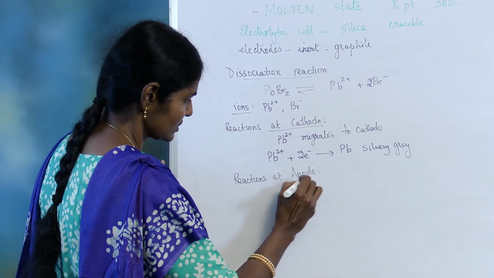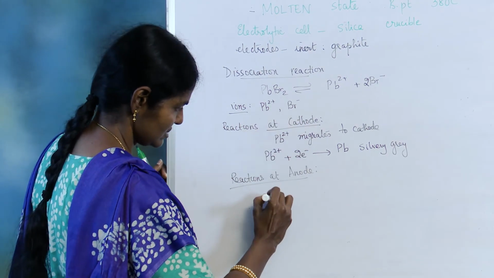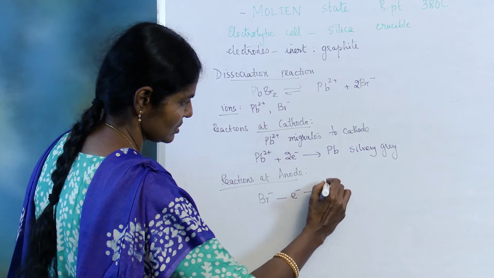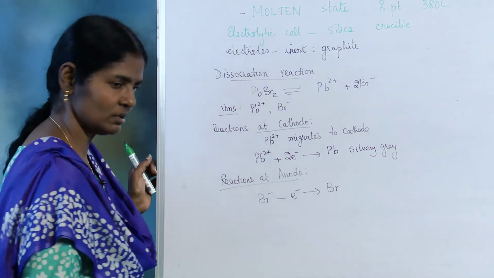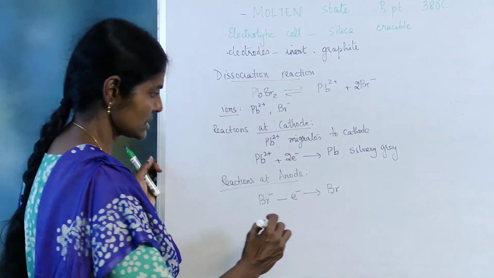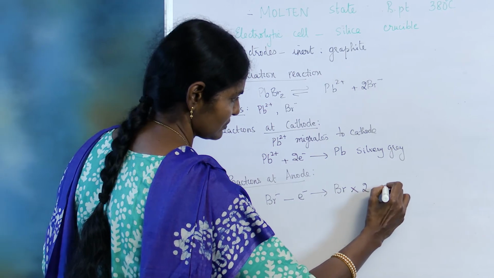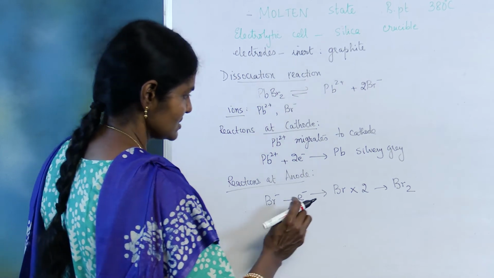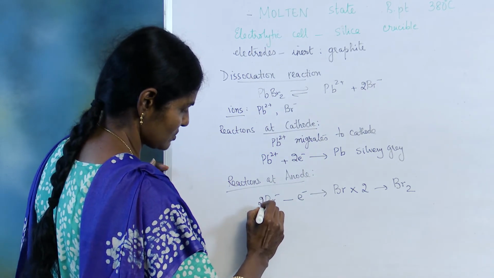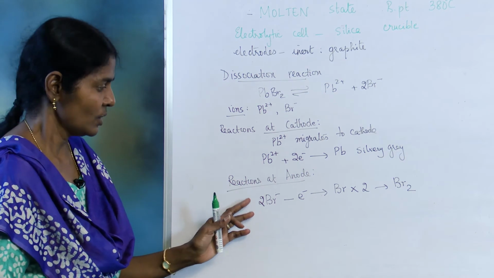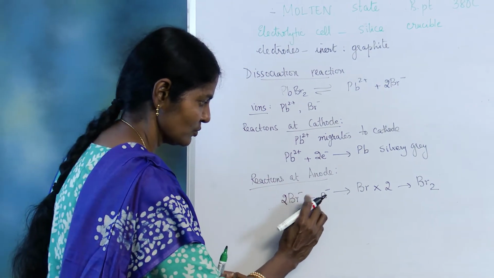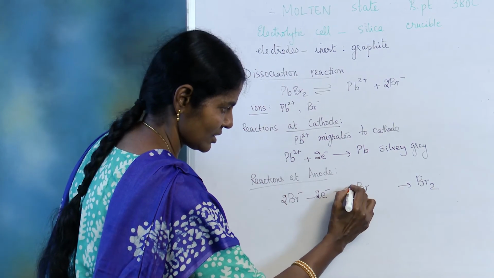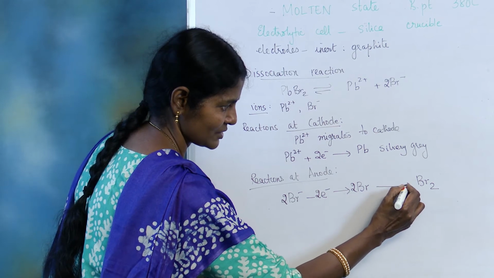Okay, all right. Now, when we move to the reactions at the anode, what's the other ion that is present? Bromide. So, the bromide ion will lose 1 electron to give bromine, and it does not exist as a single atom. Therefore, we have Br2. Besides, there are two bromide ions, so we can write it this way also. When there are two bromide ions, we need two electrons. So that gives you 2Br, and that forms Br2.